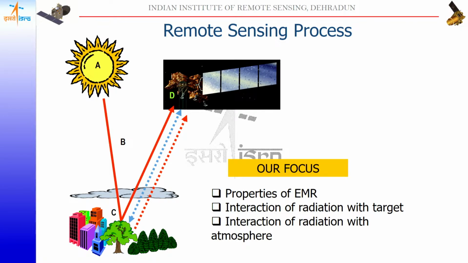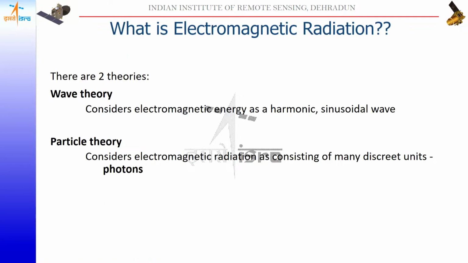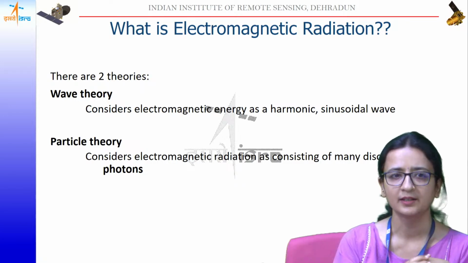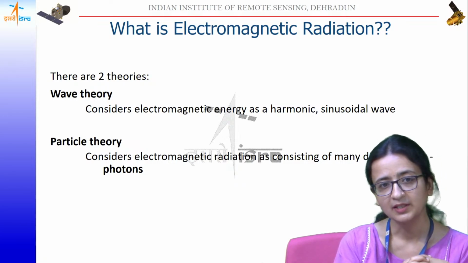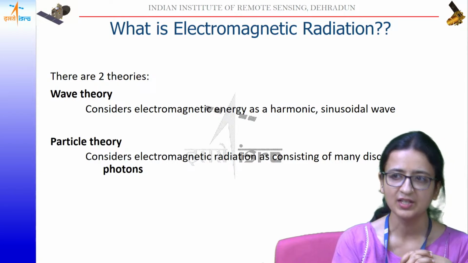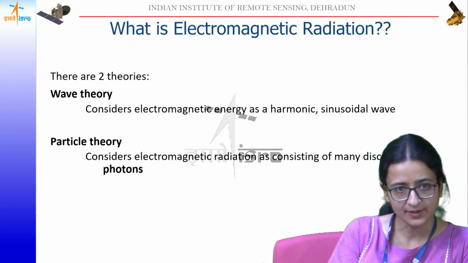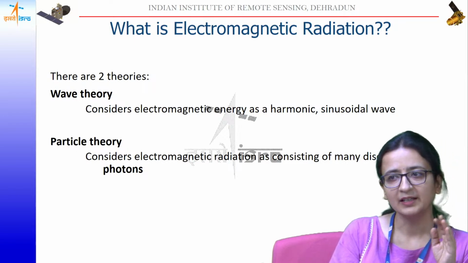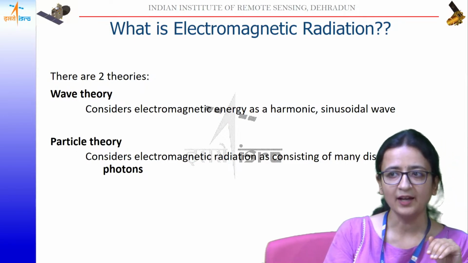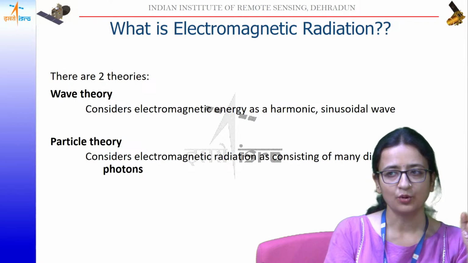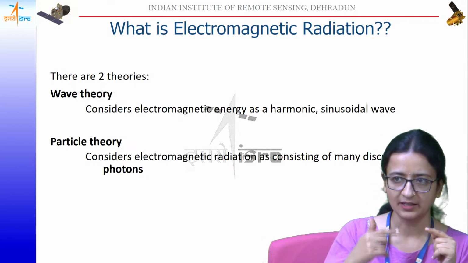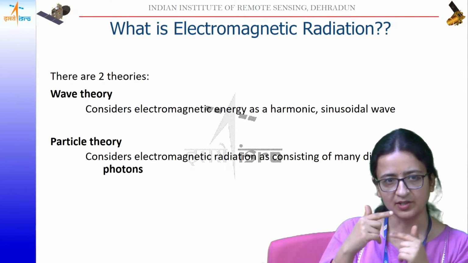To understand that, first let's see some basic understanding of electromagnetic radiation. There are two theories in physics: wave theory and particle theory. Wave theory considers that electromagnetic energy is in the form of continuous harmonic sinusoidal waves. These waves are of oscillating electric fields and oscillating magnetic fields, both perpendicular to each other, right?